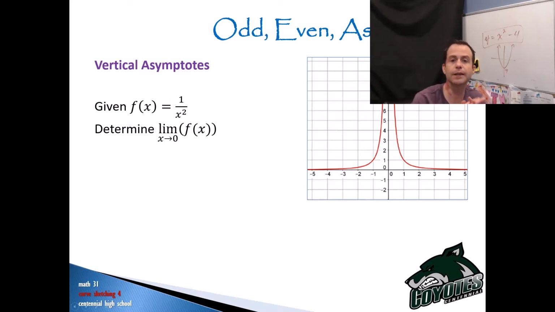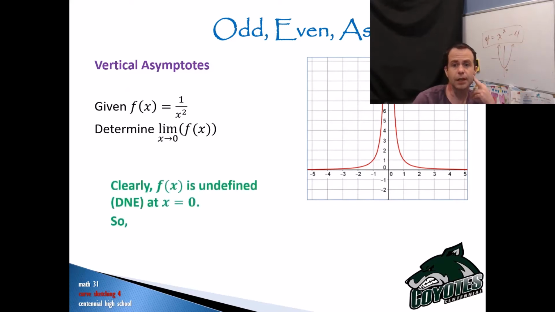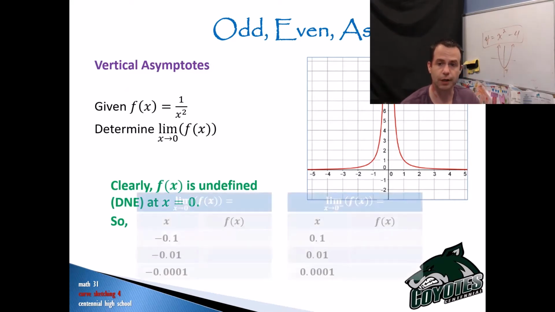Okay, so given f of x equals 1 over x squared, determine the limit of f of x as x approaches 0. Well, you can see based just on the visual, the limit doesn't exist, but it approaches positive infinity. Clearly f of x is undefined, does not exist at x equals 0. So what we want to do is test, just like we did with limits, close to the left and close to the right.